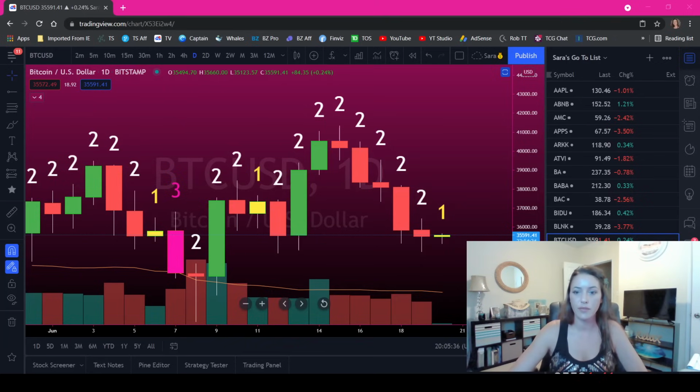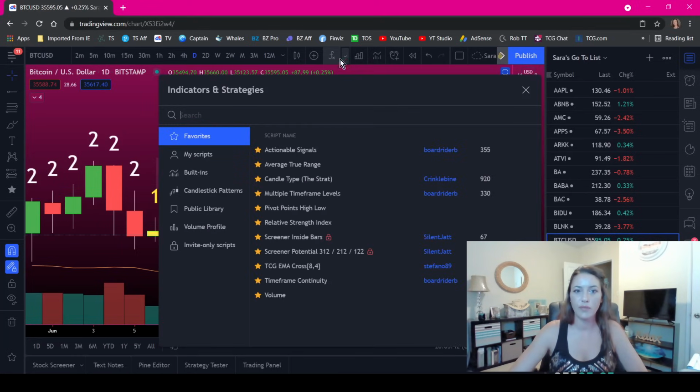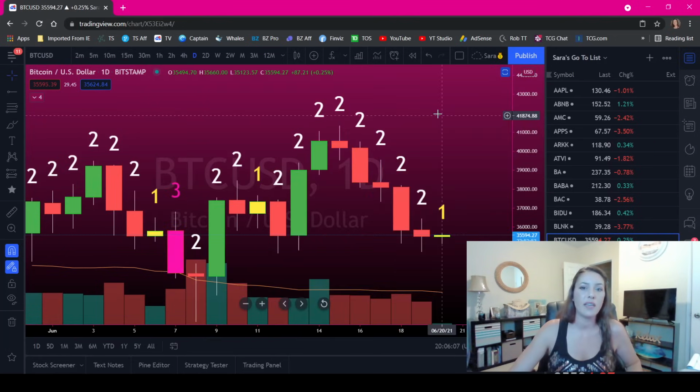Okay. So, let's get into the indicator. The indicator that I'm using on TradingView is this one. This is Candle Type: The Strat by Crinklevine. The thing is, the indicator is not so important. What is important is that you know what the 1, 2, and 3 mean.